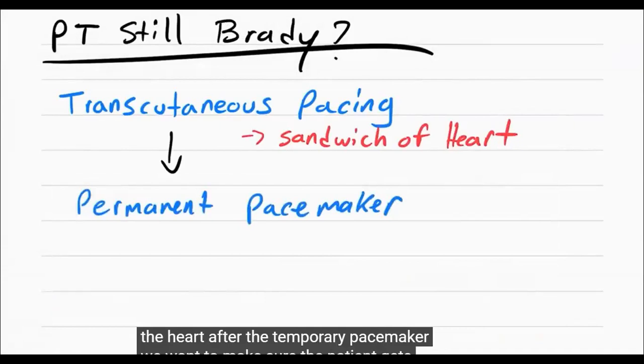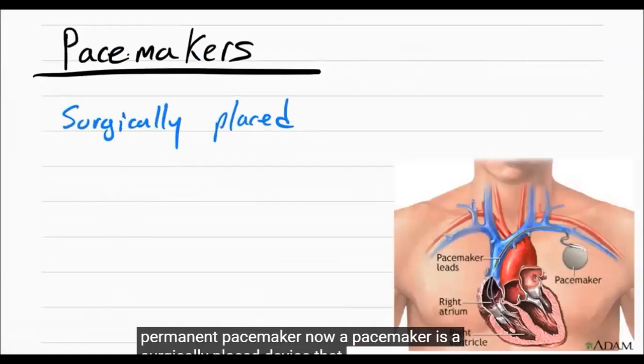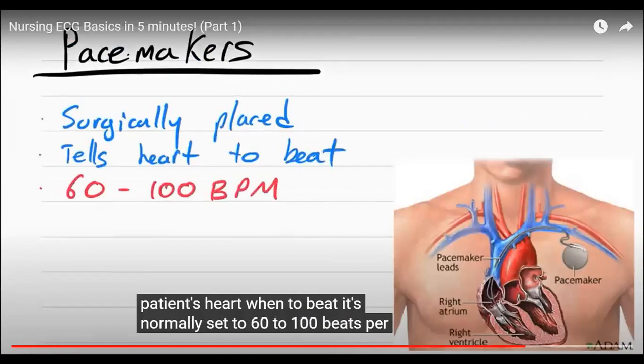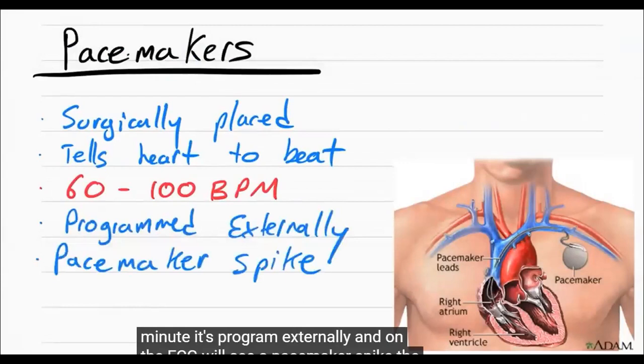Now, a pacemaker is a surgically placed device that tells the patient's heart when to beat. It's normally set to 60 to 100 beats per minute. It's programmed externally, and on the ECG, we'll see a pacemaker spike. The pacemaker spike has to be around the P wave because it initiates the electrical signal.